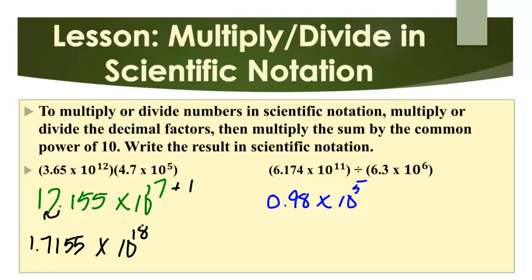But my answer is not in scientific notation because it has to be greater than or equal to 1 and less than 10. So I have to move the decimal one place to the right. So I lost a decimal place, so I lose an exponent. So this would be 9.8 times 10 to the 4th.